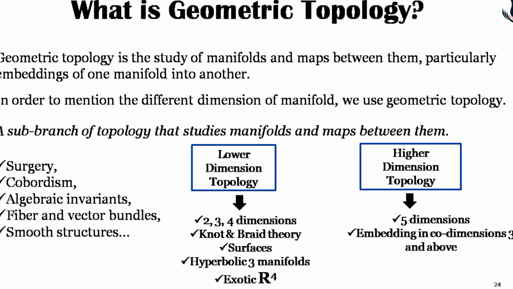So in geometric topology, we have two branches. One is the lower dimension, one is the high dimension. Lower dimension topology deals with 2, 3 or 4 dimensions. It has got knot theory and braid surfaces. Geometry is the study of dimensions. So we divide it into lower dimension, these categories, and high dimension, these categories.